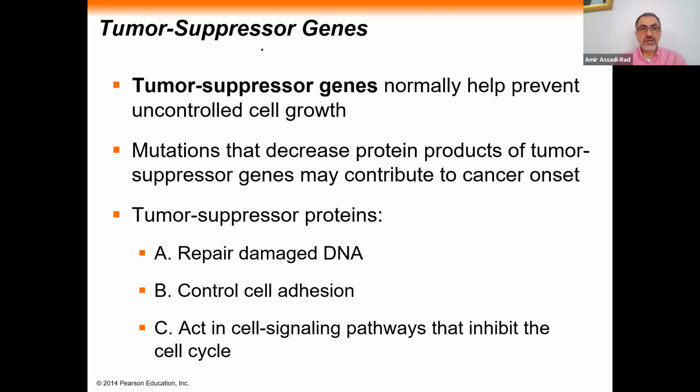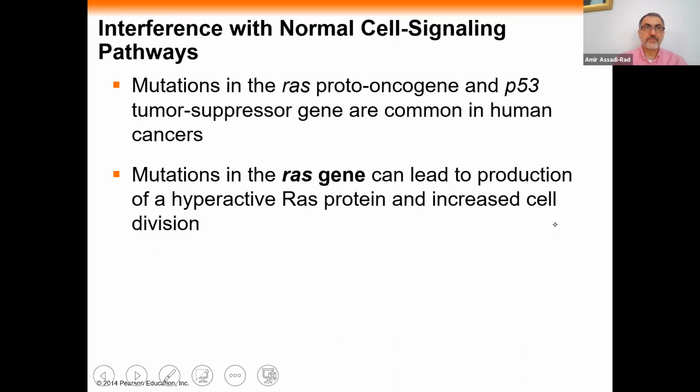May contribute to cancer onset. Tumor suppressor proteins repair damaged DNA, control cell adhesion, and act in signaling pathways that inhibit the cell cycle. Yes, they stop cell cycles. Interference with normal cell signaling pathways: mutations in RAS, proto-oncogenes, and P53. I will talk about both of them in a minute, hang on. Tumor suppressor genes are common in human cancers.